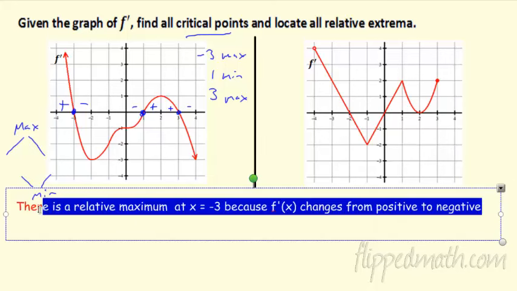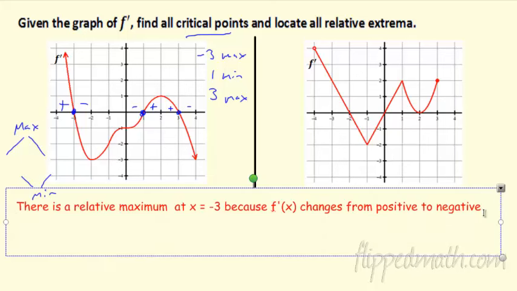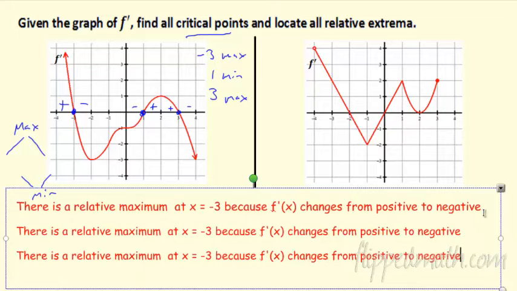Holy cow. Isn't that awesome? Let's take that same sentence. I'm just going to copy it. Unfortunately, you have to do handwriting on this. And I've got 2 more critical points. So what is the next one? The next one is not a maximum, it's a minimum. And where is that happening? It's at 1. So first I figure out what it is, and then I do the write-up.